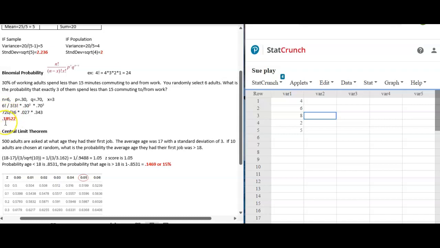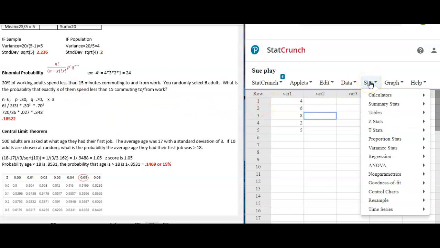6 factorial is just 6 times 5 times 4 times 3 times 2 times 1, which is 720. 3 factorial is 3 times 2 times 1, which is 6. So we have 6 times 6 in the denominator, which is 36. And then just using a calculator to do all of this, we come up with 0.18522.